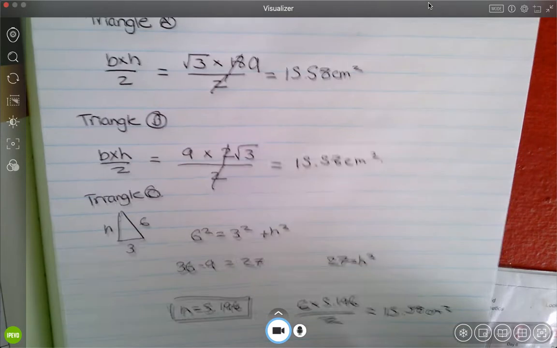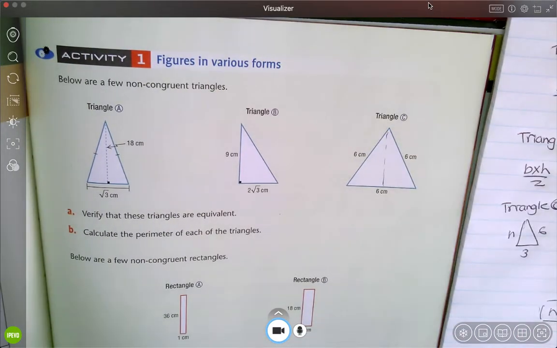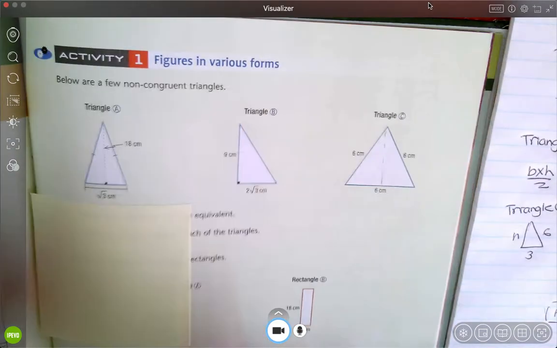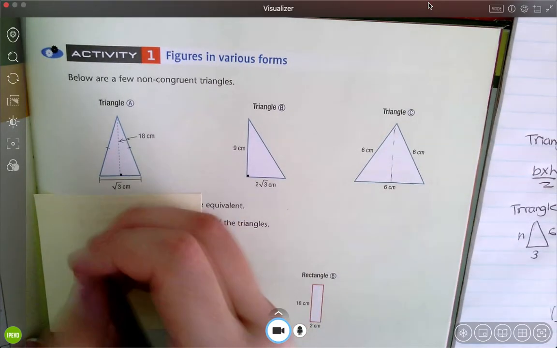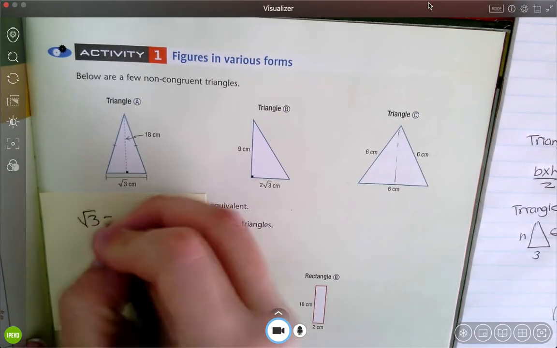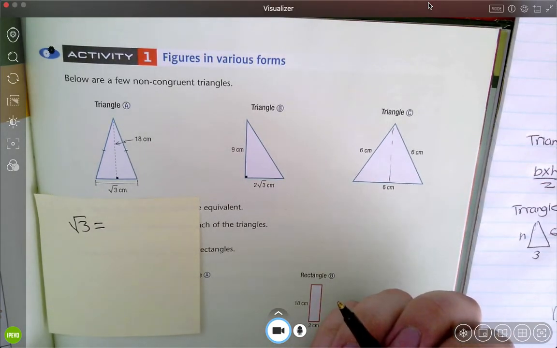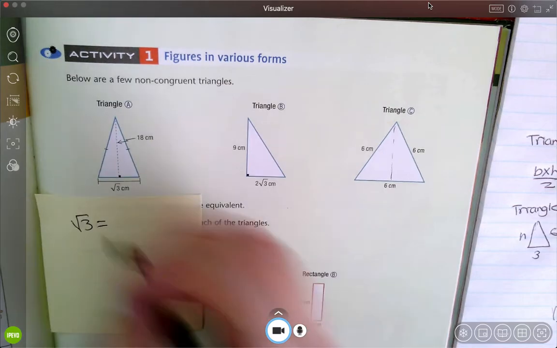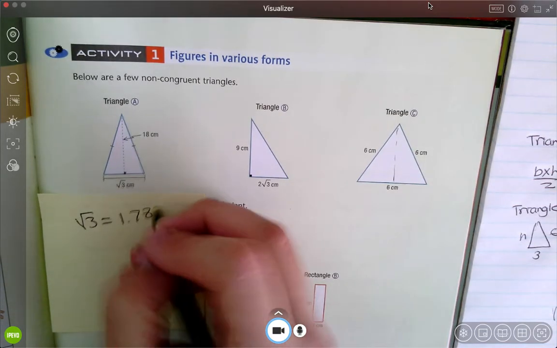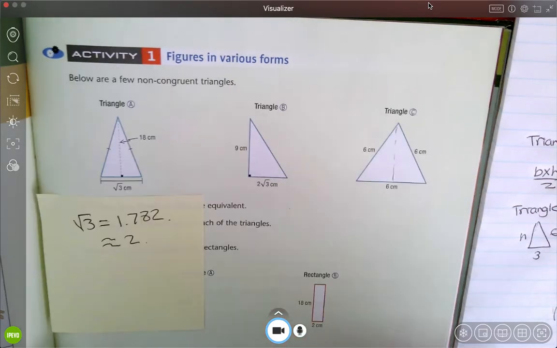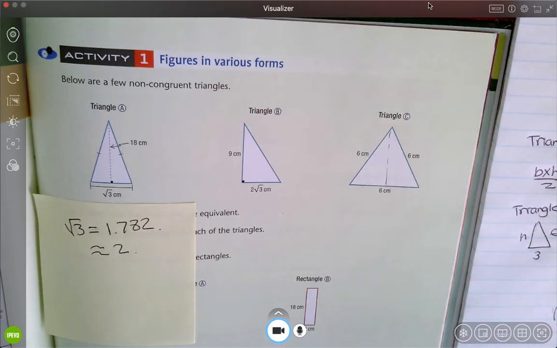So here, we're going to move on to this. The question in B says, calculate the perimeter of each triangle. So for this one here, the base is root 3, which was about what? What did we say the square root of 3 was? 1.732? Something like that. Let's approximate this to 2 to make our lives easy.